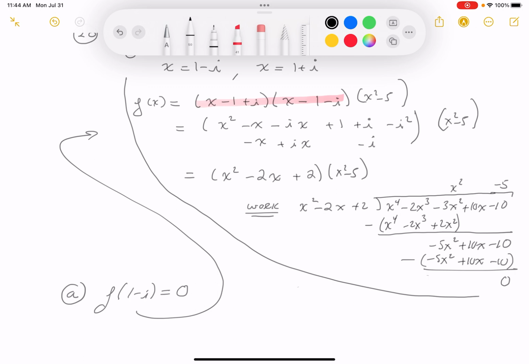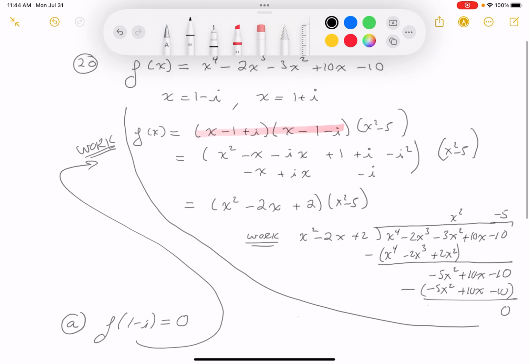This work supports that that's a root of it. Why is that? Well, it's a real coefficient polynomial. This is the work. You can write that down if you want, but certainly it's kind of obvious it's a real coefficient polynomial.